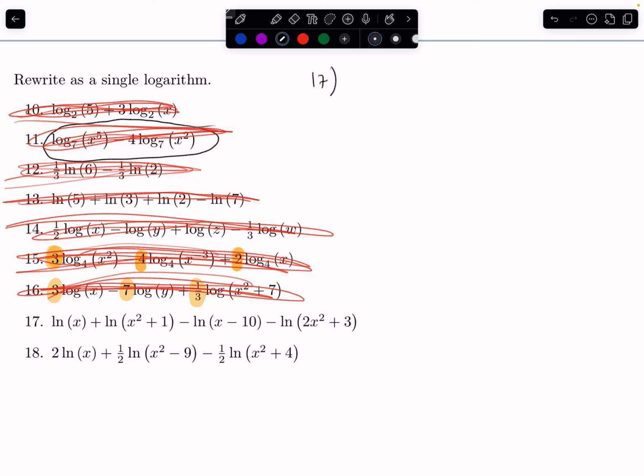Okay, 17, looking for powers here. Do I see any powers? I do not. There's no numbers in front, yeah? So I'm gonna jump straight to dealing with the addition and subtraction. Anything that's positive, let's color coordinate. Anything that's positive, gonna go in the numerator. And everything that's negative is gonna go in the denominator of the inside of the log function, right?